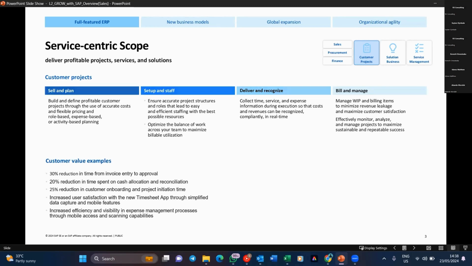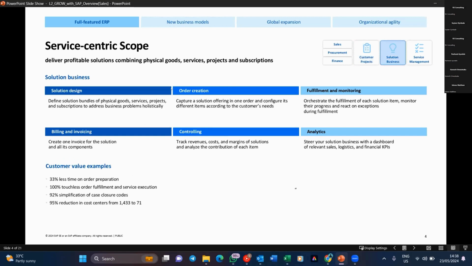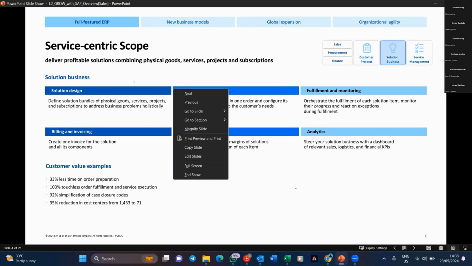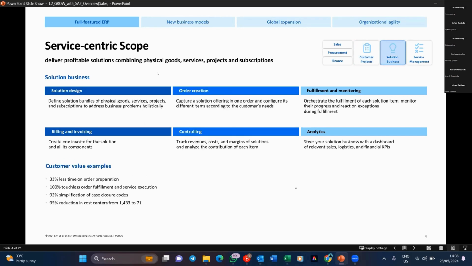So the next sales scope, right? Can you hear me? The next sales scope is the solution business. The solution design helps, especially for companies. Let's say you build solutions for the customers, you have all these physical services, the project and subscription. The system allows you in one software to do that.